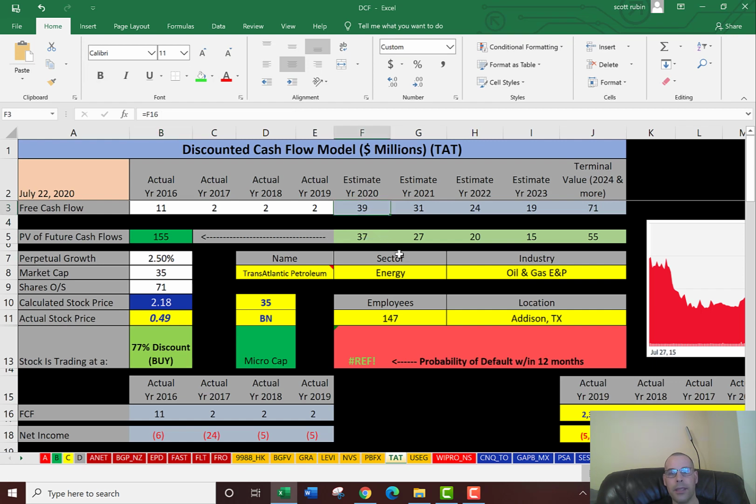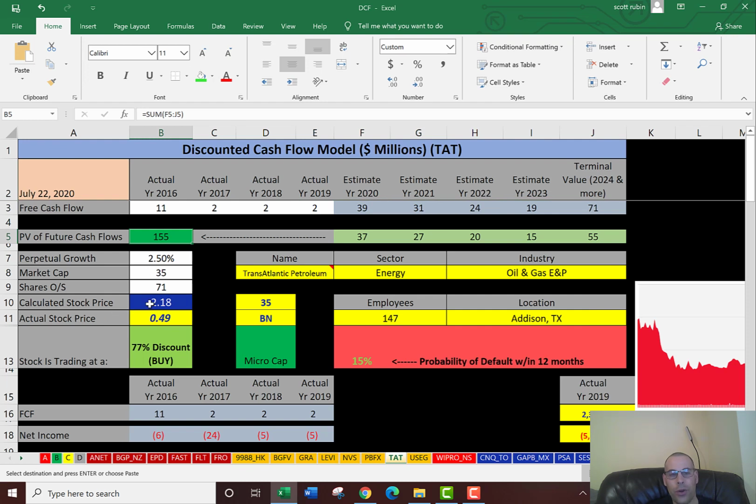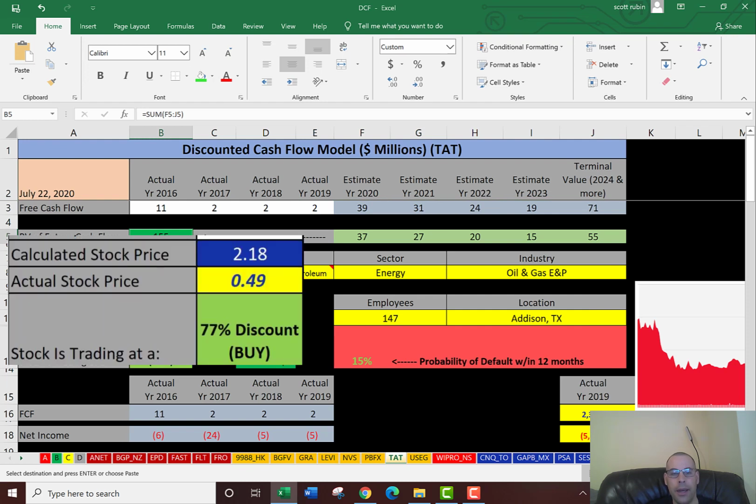So we estimated 4 years of future free cash flows. We also did a terminal value, which is all years past year 4. We discounted those numbers back to today using the weighted average cost of capital. And we get a value of the company of $155 million. We divide that by 71 million shares, and we get an intrinsic stock price of $218. They're trading at 49 cents, so they're trading at a 77% discount, so it's a buy according to the model.